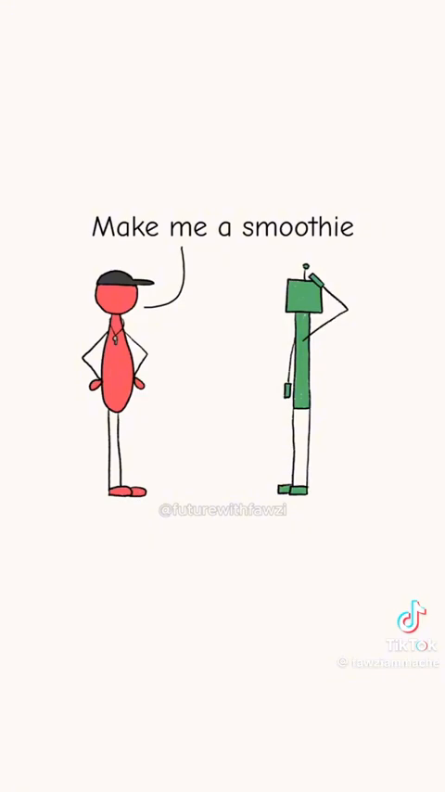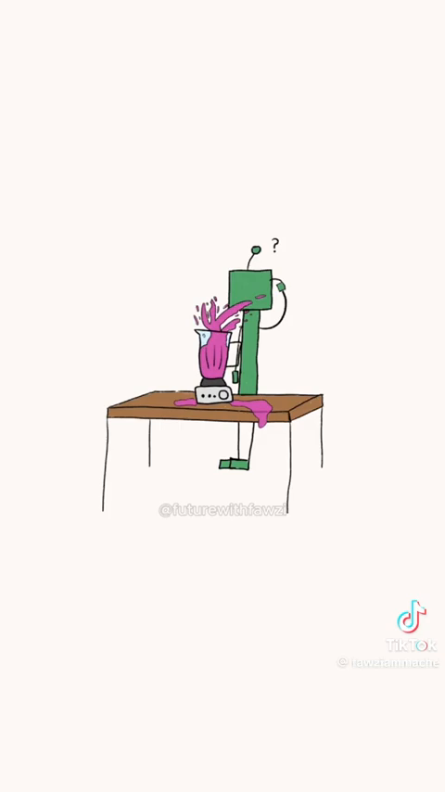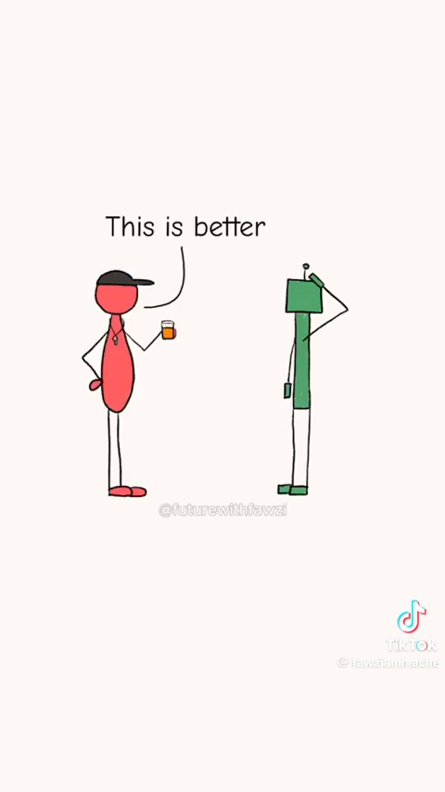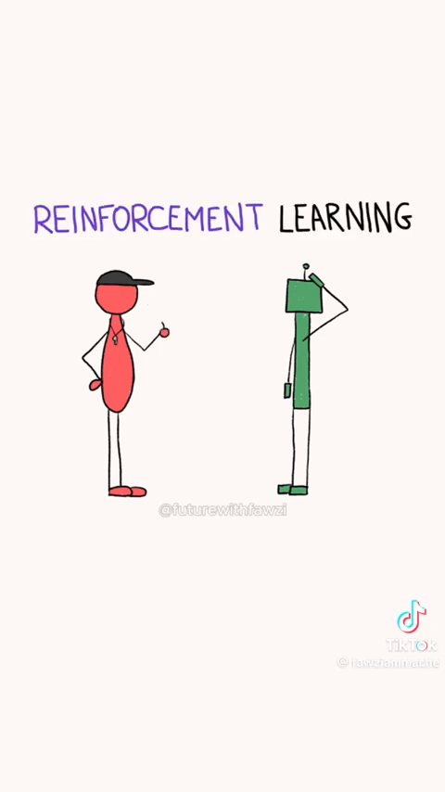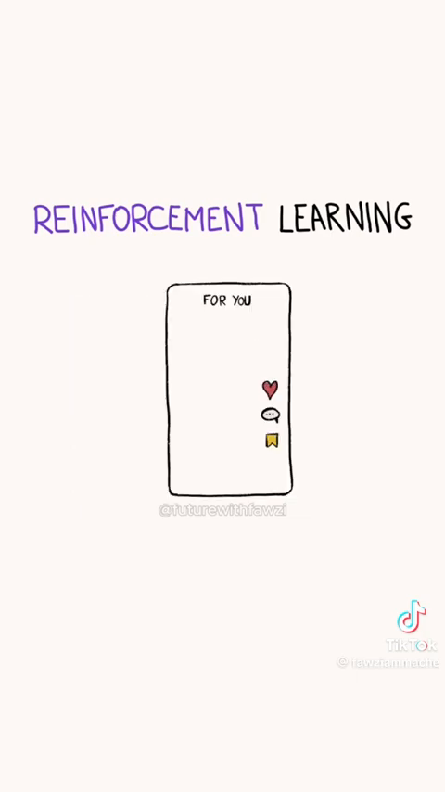Imagine you asked your robot to make you a smoothie. It has no idea how to do it at first, so it starts experimenting with random recipes. After you taste each smoothie, you give it a thumbs up or a thumbs down. Over time, the robot learns to make smoothies just the way you like them. This is reinforcement learning, and it's one of the ways ChatGPT was trained to improve its answers, and the reason why your algorithm knows you too well.